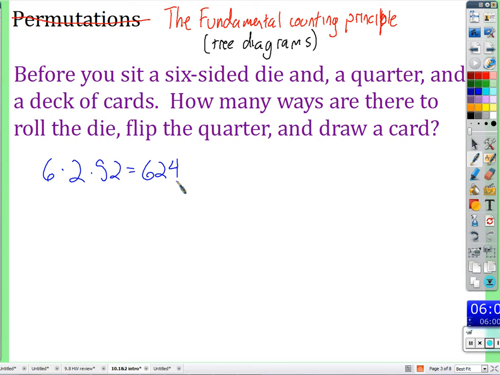To multiply them. To multiply what? Each thing that you're doing. How many different things can happen based on each one? Multiply the number of ways this can happen by the number of ways that can happen.